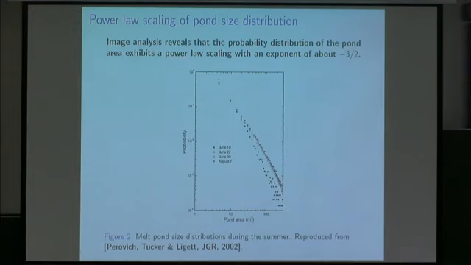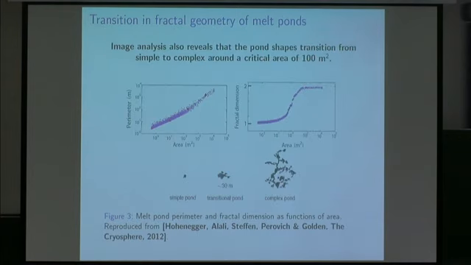The first geometric characteristic is the power law scaling of the pond size distribution. This is reproduced from Don's paper in 2002. He has taken a look at a few dates and analyzed the images to get this probability distribution function of the pond size. You can see that for a wide range of dates, this distribution appears to fall on a universal curve with a universal exponent. And he found that the exponent is about minus 1.5. Right, this is the first geometric feature.